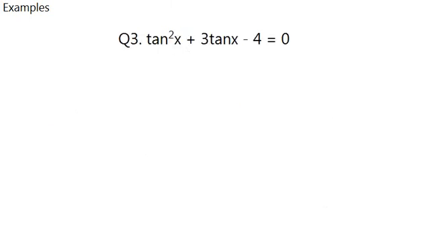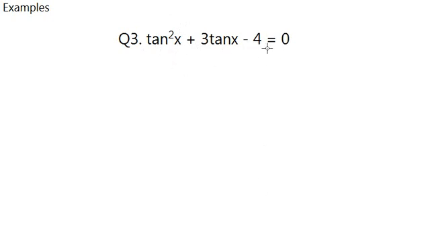And here comes the bane of a lot of students. These kinds of equations are ridiculously difficult, and no one seems to be able to get their hands on solving these. My personal preference is to see tangent x as a specific value. Let's say it's u or m. So basically we can see tangent square x as m squared plus 3m minus 4.